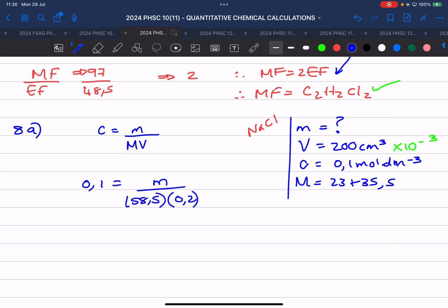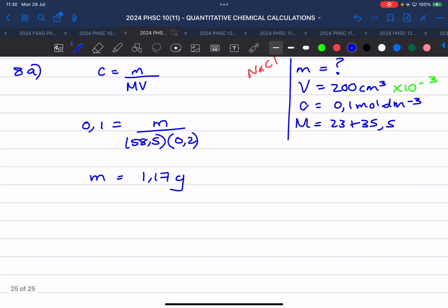And if you calculate that, what do you get? 1.17, and the unit? Grams. Any questions? Then you have to do C as well.